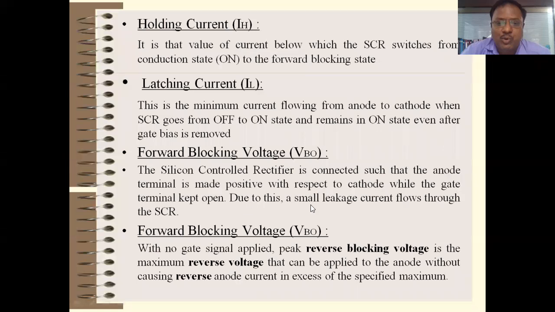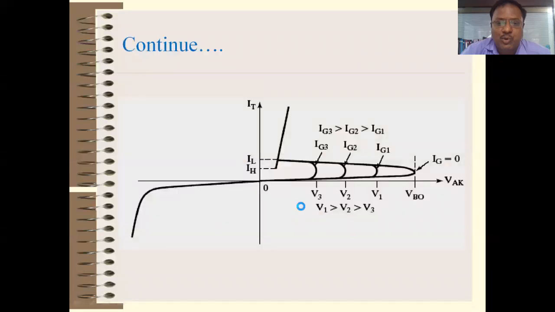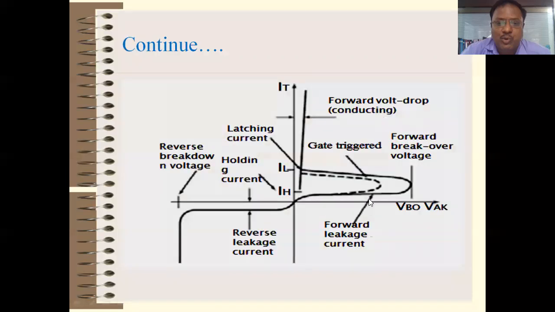Due to this, a small leakage current flows through the SCR, up to VBO. So see this one again, the diagram, that is the VI characteristics diagram. This region is called the forward blocking state.